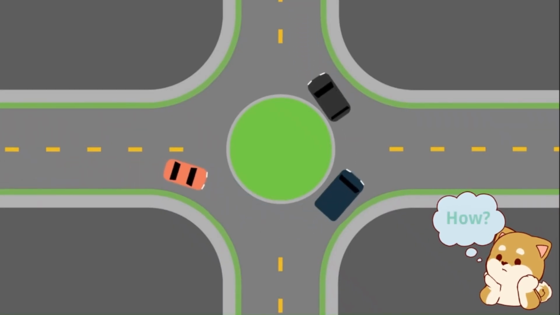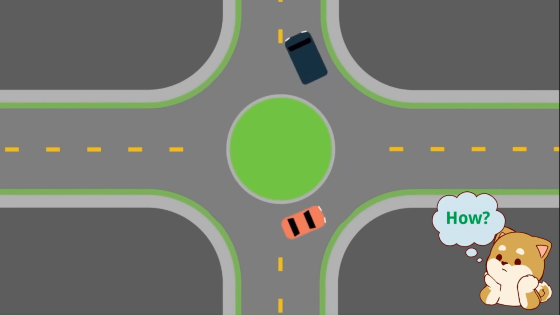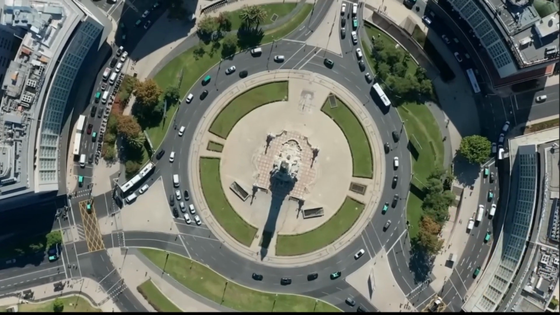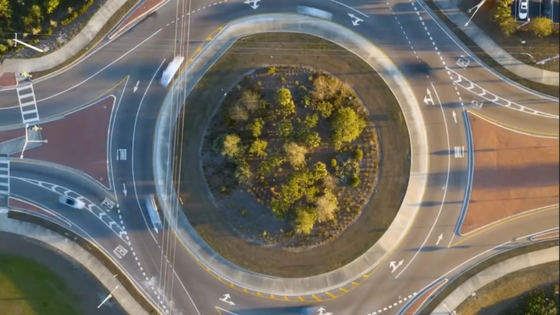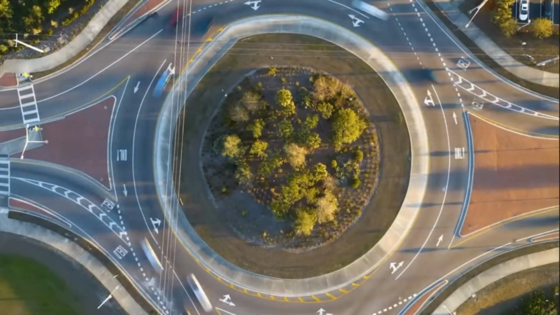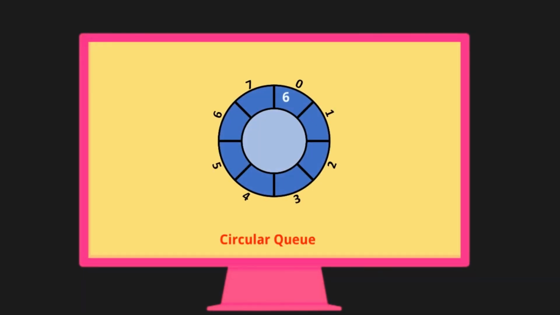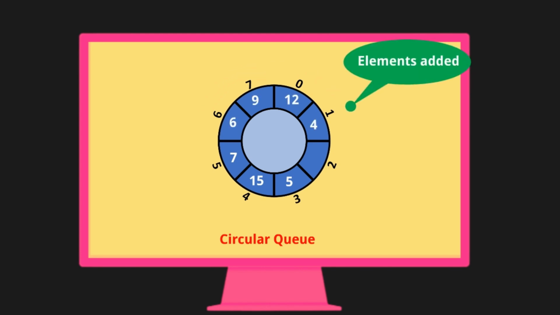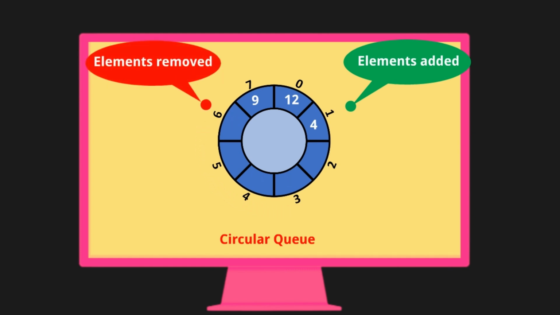Ever wondered how a roundabout keeps traffic flowing smoothly? Your computer uses a similar system for managing tasks, thanks to circular queues. Circular queues are like a well-designed roundabout, ensuring that tasks cycle through efficiently. Just as a roundabout prevents traffic jams by continuously circulating vehicles, circular queues keep your computer's tasks organized and prevent delays.